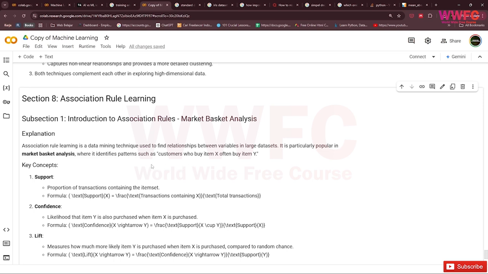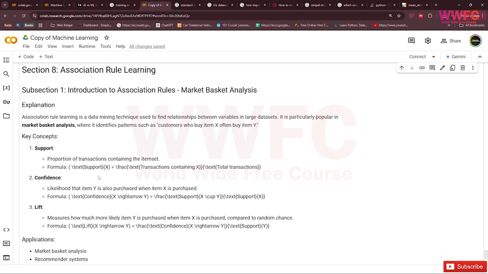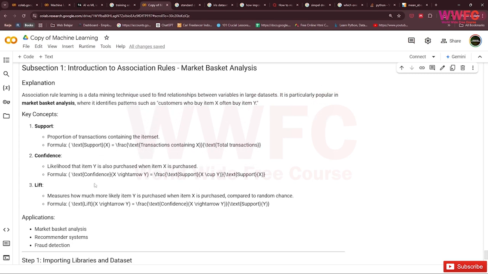So it's really simple and powerful, an everyday subject, but we use this analysis to identify the pattern. So support is the proportion of transactions containing the item set. This is the formula, just look at it, but you don't really use that much. Confidence is the likelihood that item Y is also purchased when item X is purchased. And lift measures how much more likely item Y is purchased when item X is purchased compared to random chance.